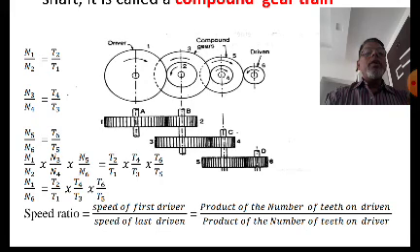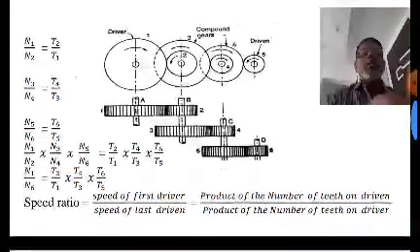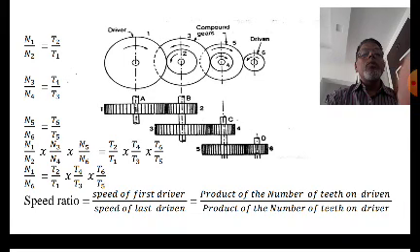Now, if you see here, gear number 2 and gear number 3 are mounted on the same shaft B, so the shaft will rotate at the same speed. That means N2 is equal to N3. And gears 4 and 5 are mounted on another shaft, C, with the same speed, so N4 is equal to N5. Since N2 equals N3, N2 and N3 will get cancelled, so we have N1 by N4. Now N4 and N5 are also the same, so N4 and N5 will get cancelled. So what will remain there? N1 by N6 is equal to T2 by T1 into T4 by T3 into T6 by T5.